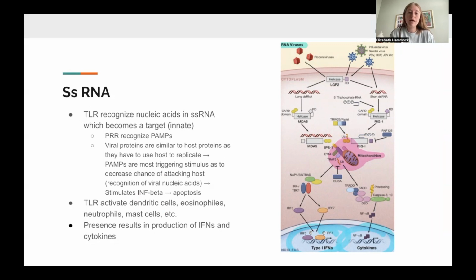So PAMPs will be then the most triggering stimulus in order to decrease the chance of accidentally attacking the host, like the immune system attacking itself. So this is why recognition of viral nucleic acids would be more important in this step. And this would then stimulate IFN beta specifically, which would then lead to apoptosis. Toll-like receptors may also activate dendritic cells, eosinophils, neutrophils, mast cells, as well as some others. And the presence of this pathogen would, in this image, we see result in type 1 IFNs as well as cytokines.